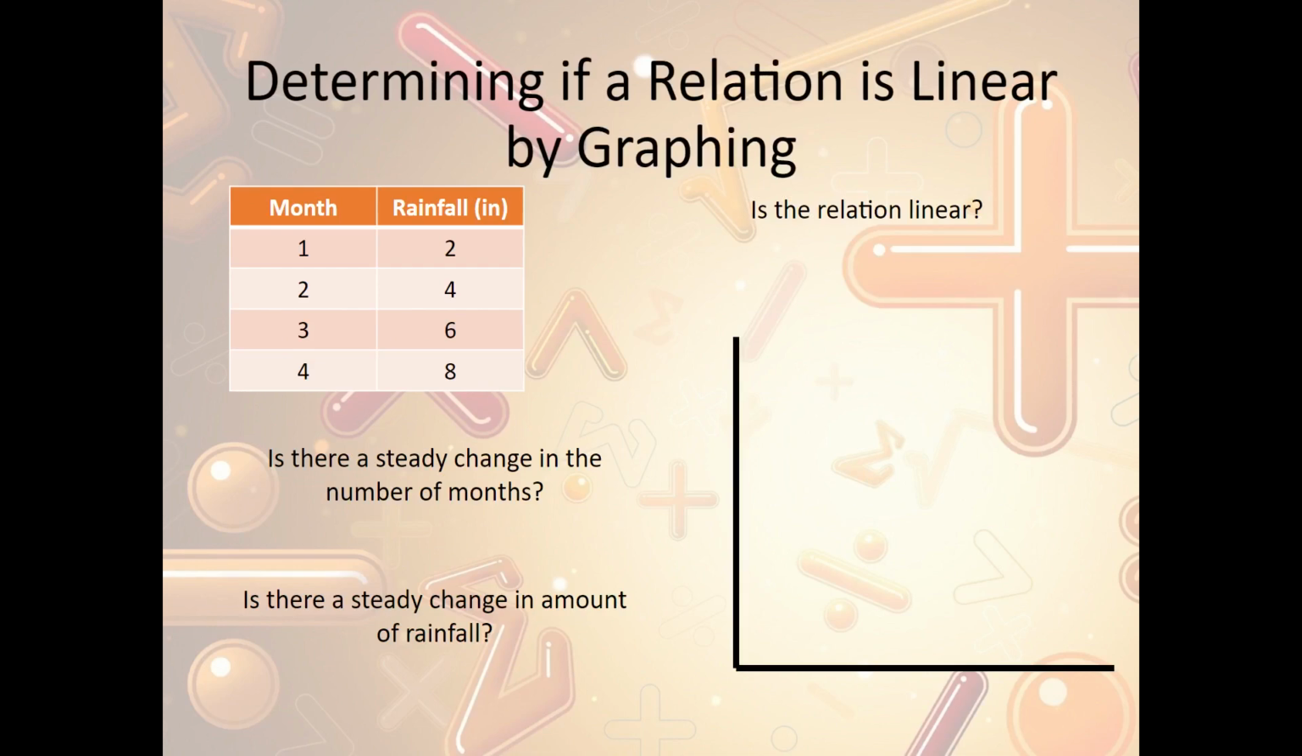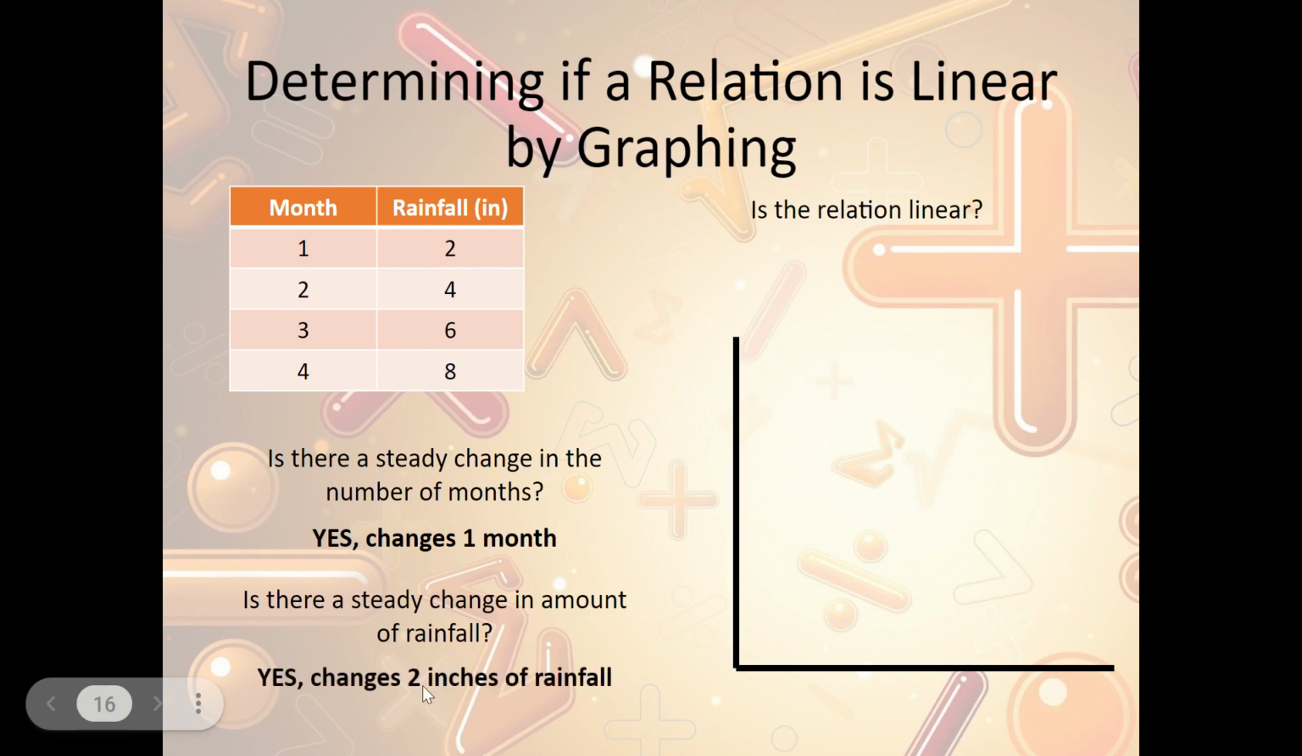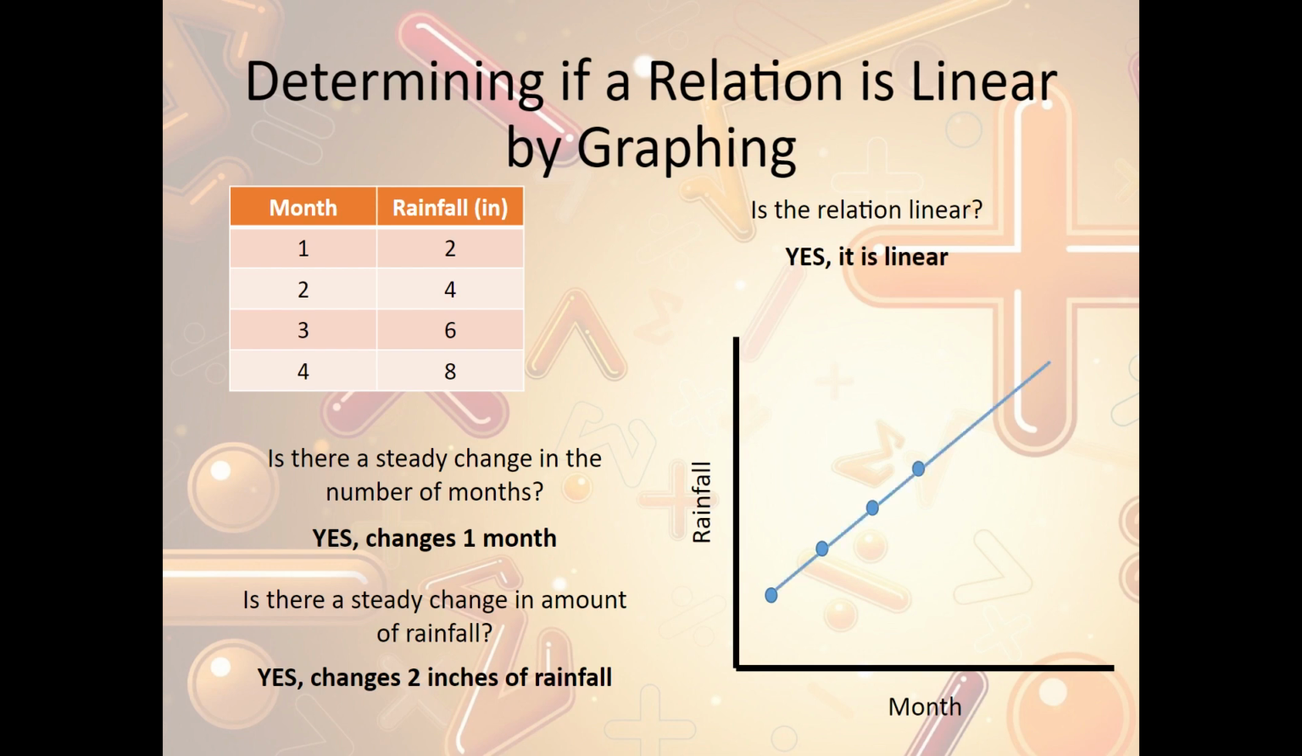So let's take a look at the table. So we have our months, and we look and see that there is a steady change. We're adding by 1 month each time. And in rainfall, we can see that we have a consistent change also. We are adding by 2 inches each month. Therefore, if we were to plot these points, it would look like this, and therefore we can see it does form a straight line, and yes, it is linear because we have a consistent change of addition and a consistent change of addition.